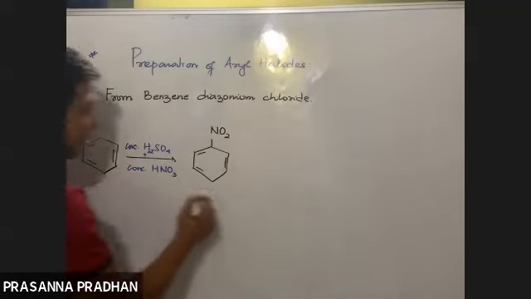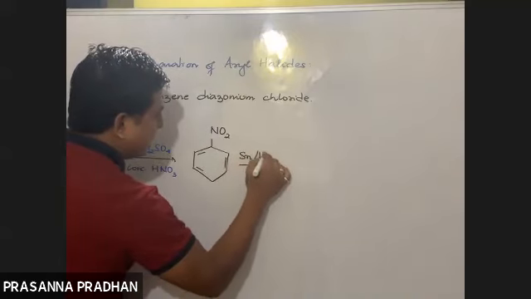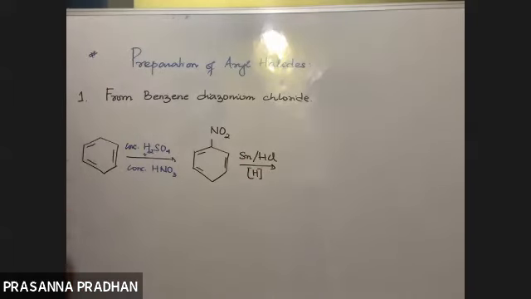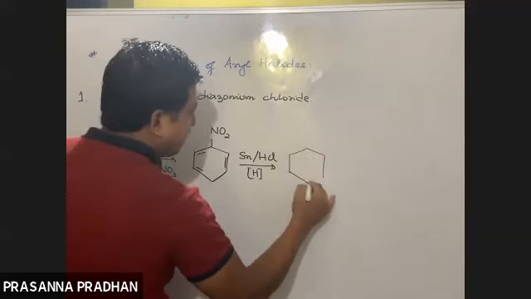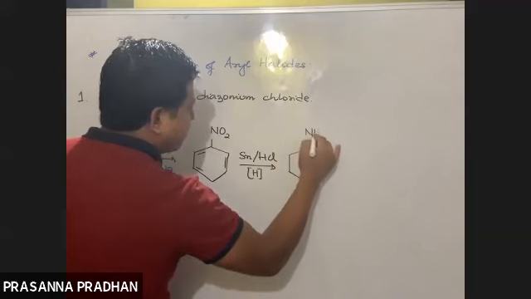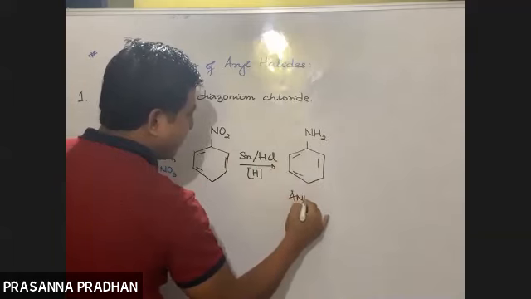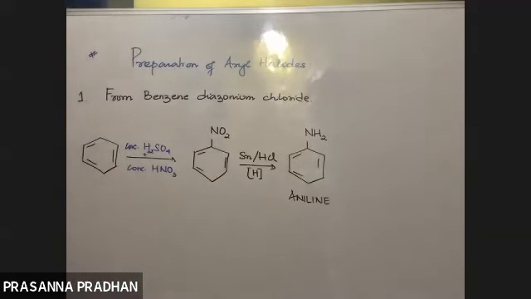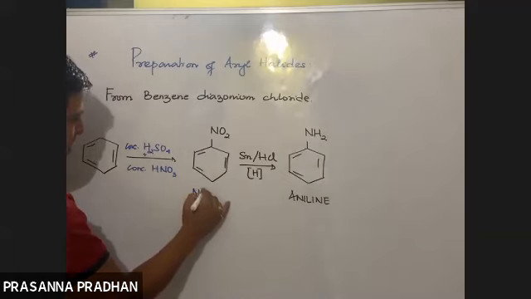Okay, when nitrobenzene is reduced with tin and HCl, this tin and HCl acts as a reducing agent. It supplies hydrogen atoms. So nitrobenzene on reduction gives another compound having the formula C6H5NH2, and this compound is known as aniline. So I have benzene to nitrobenzene. This compound is nitrobenzene.